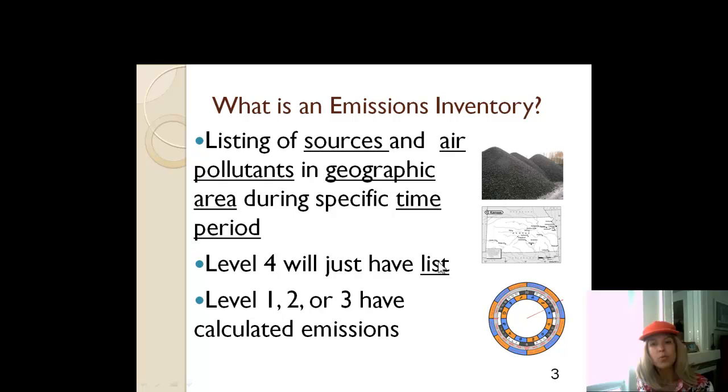Again, the level 4 will basically have a list of sources, what source category they're in, and what pollutants they emit. If you produce a level 1, 2, or 3 emissions inventory, that's when you're using activity data to perform calculations.